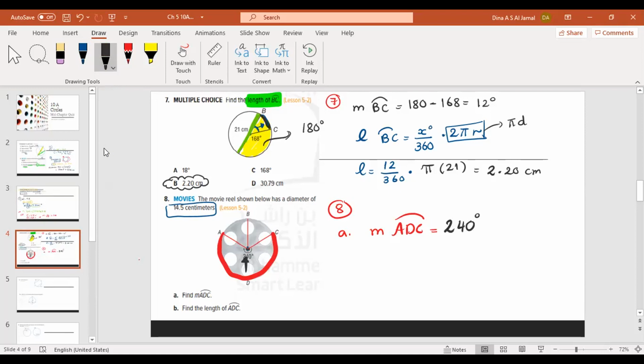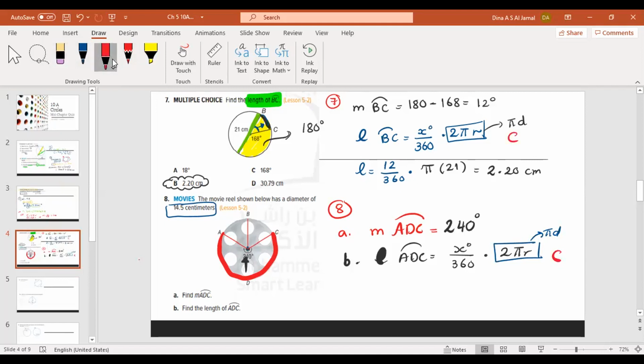Now, let's go to the other question. B. Find the length of ADC. Now I would like to have the length, not the measure. So I will be using the same rule as above. So I'm having here x degree over 360 multiplied by the circumference, which is 2 pi r, or I can make it pi d according to the given, because this is all about my circumference.